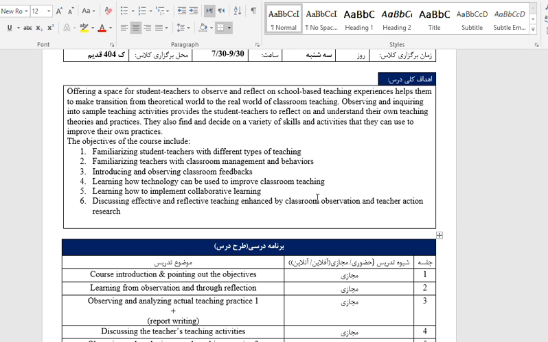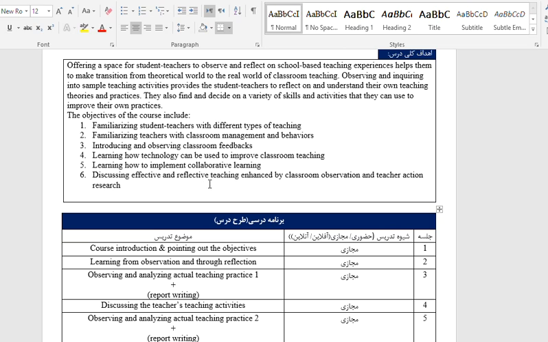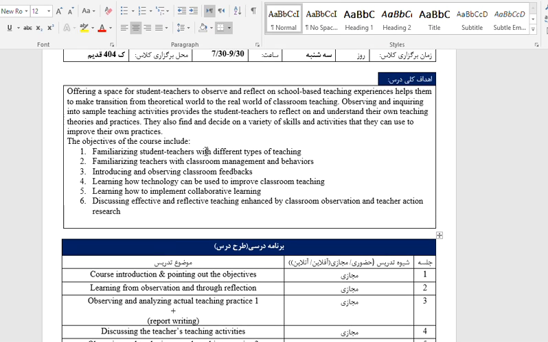And I want to provide you and me with that space to observe and reflect and inquire into our own theories, practices, and performance. Here you can see the objectives again. Please study these objectives, think about them, and for the next session, please tell me about your first impression of this course, your first impression of actual teaching practices.